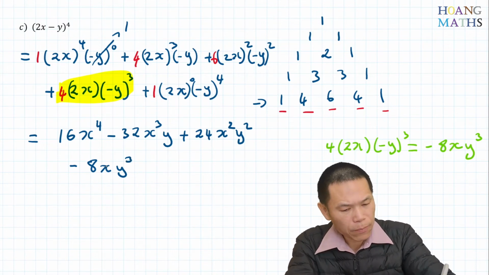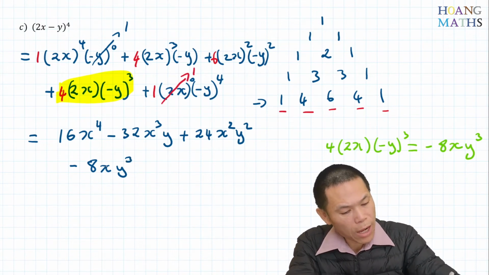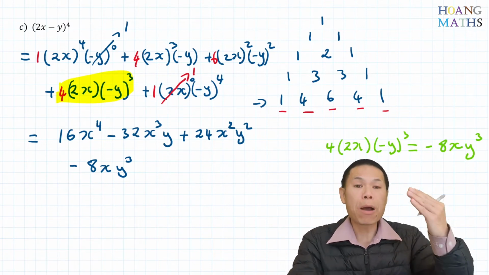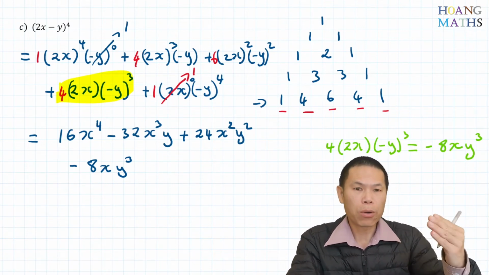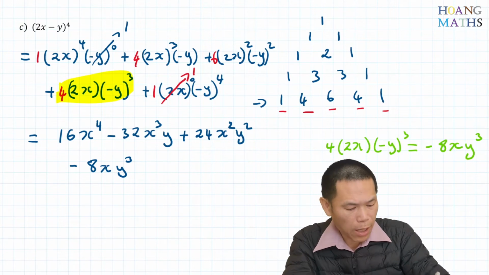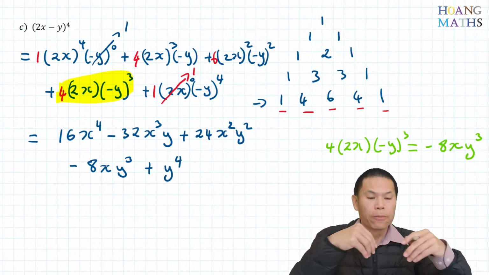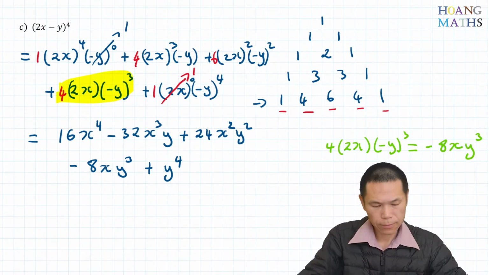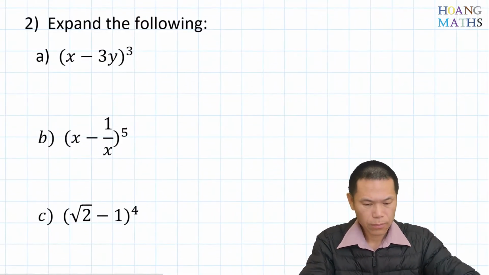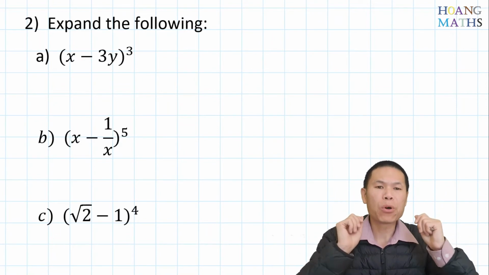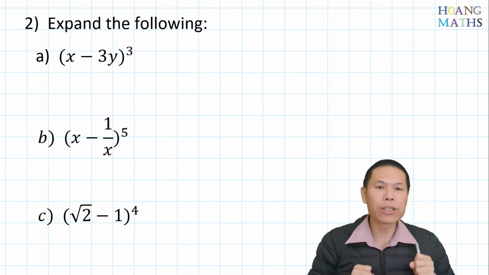And the last one, this will give me 1, and negative y to the power 4 is positive. So that will give me plus y to the power 4. This is it. Now, please pause the video and try this one yourself.